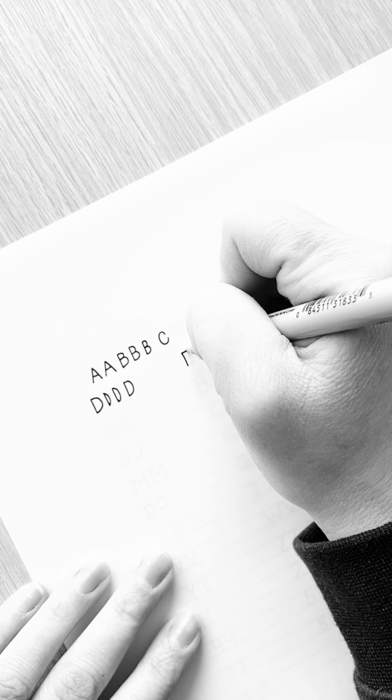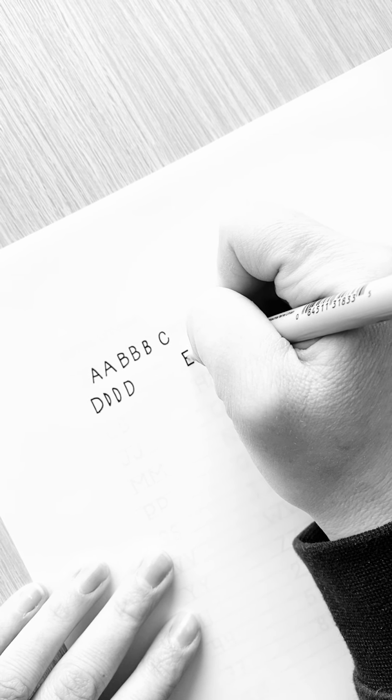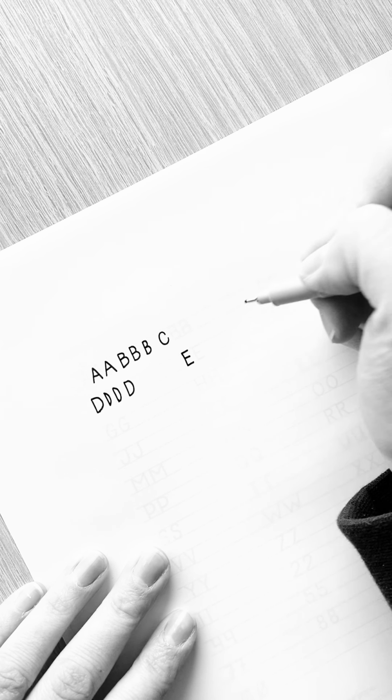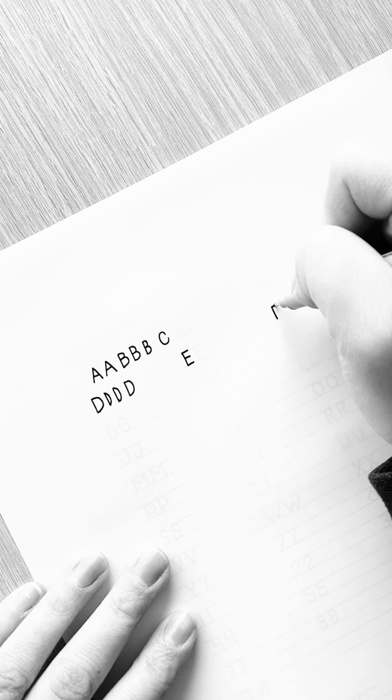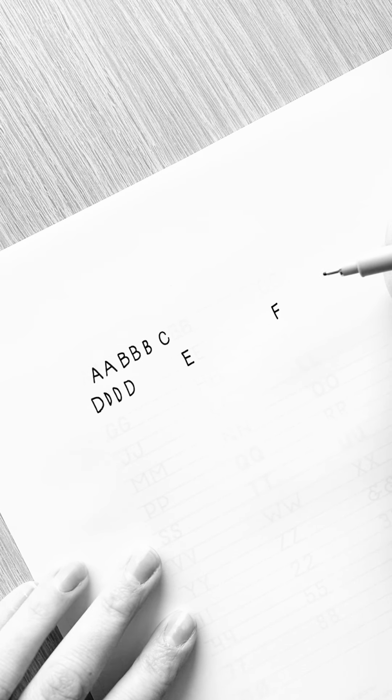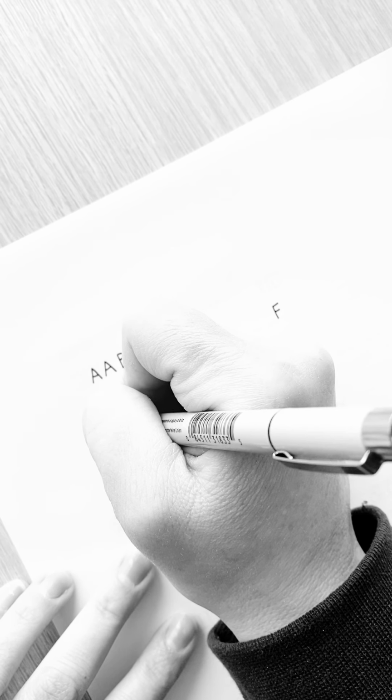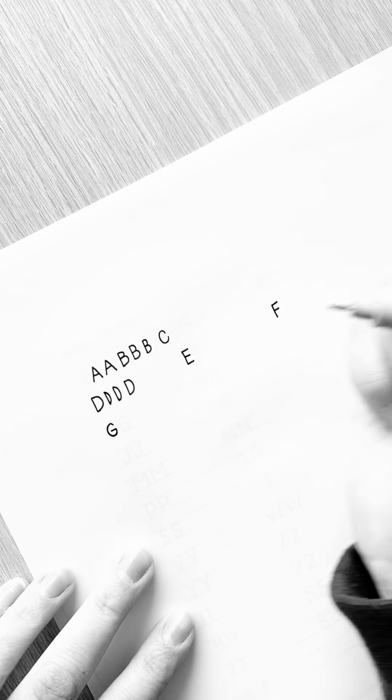E is pretty simple. We're just going to do the center E right in the middle. And F. G is going to be like a C, but we're just going to add a straight line to the middle portion.